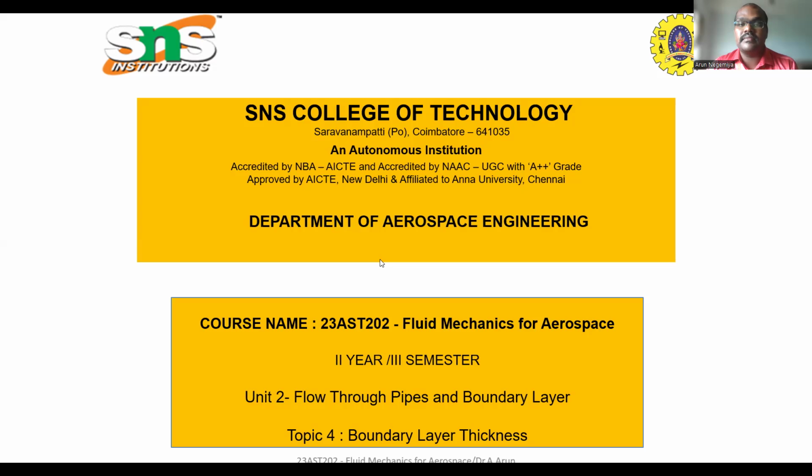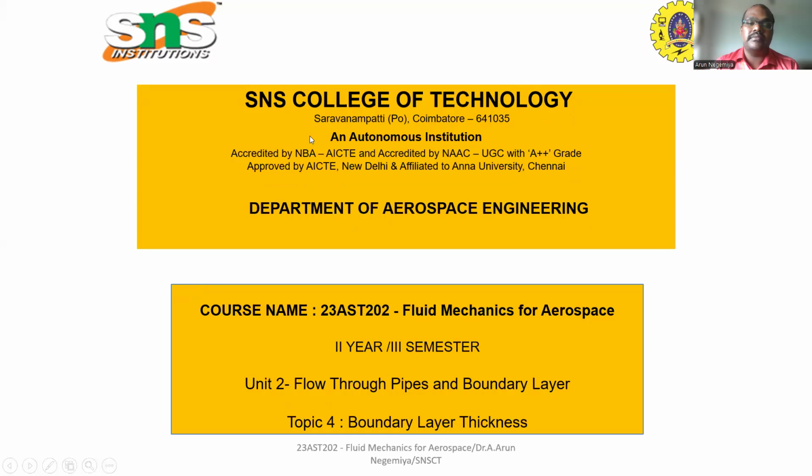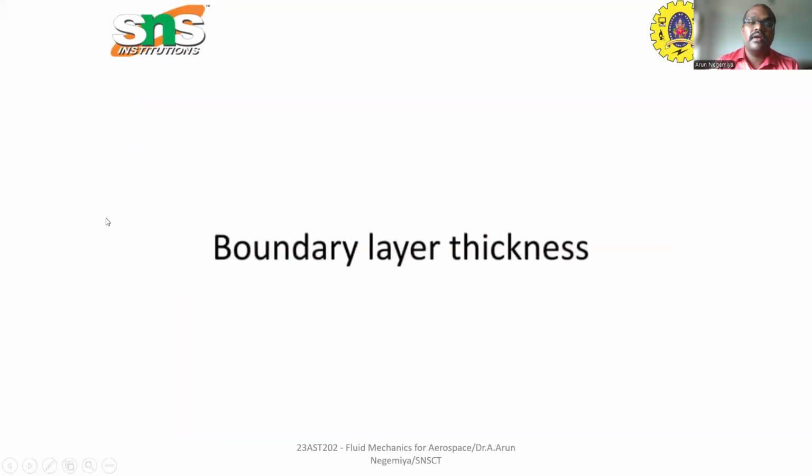So boundary layer thickness means the distance from the solid surface to the point where the fluid velocity reaches a certain percentage of the free stream velocity. That is called the boundary layer thickness. The most common definition is the distance from the wall where the local velocity is 99% of the free stream value. That is called the boundary layer thickness. The boundary layer thickness can be classified into three types.